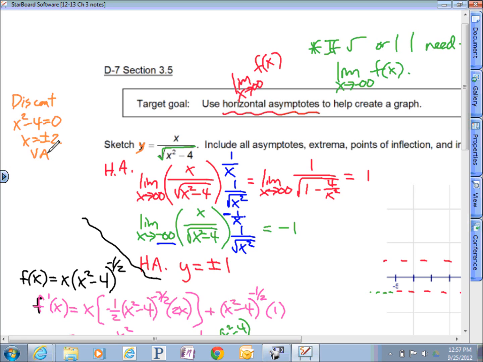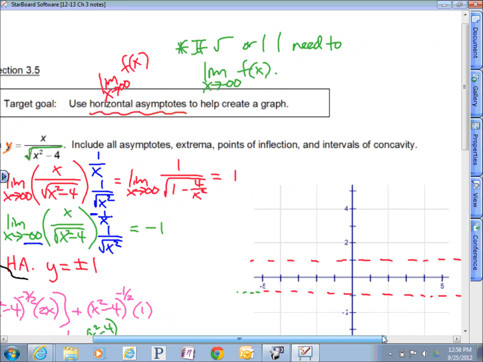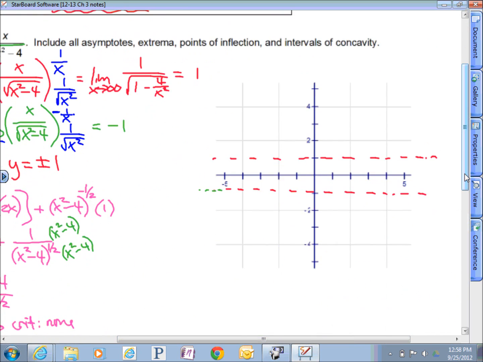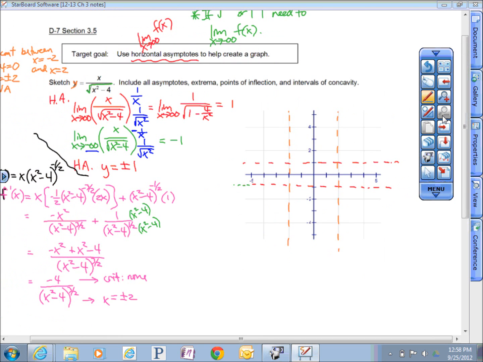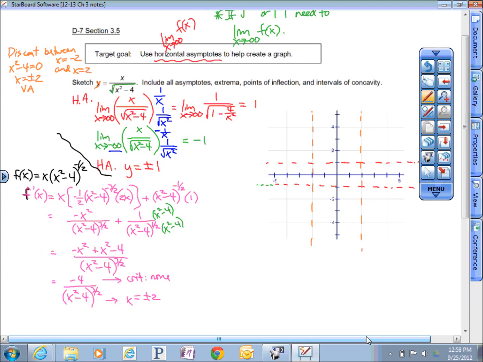This thing also is discontinuous between x equals negative 2 and x equals 2. So in the middle of this graph, if we come over and look at this graph, let's put some vertical asymptotes on it. I know I'm going to have a vertical asymptote at x equals negative 2, and another one at x equals positive 2. But in between those two orange asymptotes, according to what we just figured out, there's not going to be any function. There's not going to be anything there. We've got a little tic-tac-toe board going on here, and I'm not going to have anything going on in between those two orange lines.